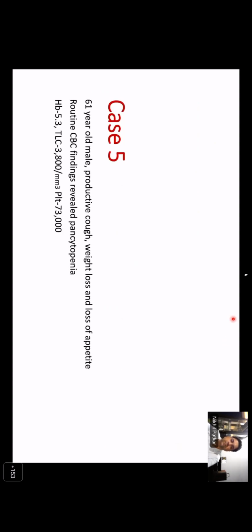Case 5, who's going to talk on it? Hi, please go on. Thank you, sir. A 61-year-old male with productive cough, weight loss, and loss of appetite. Routine CBC reveals pancytopenia: hemoglobin 5.3, total count 3,800, and platelet count 73,000.